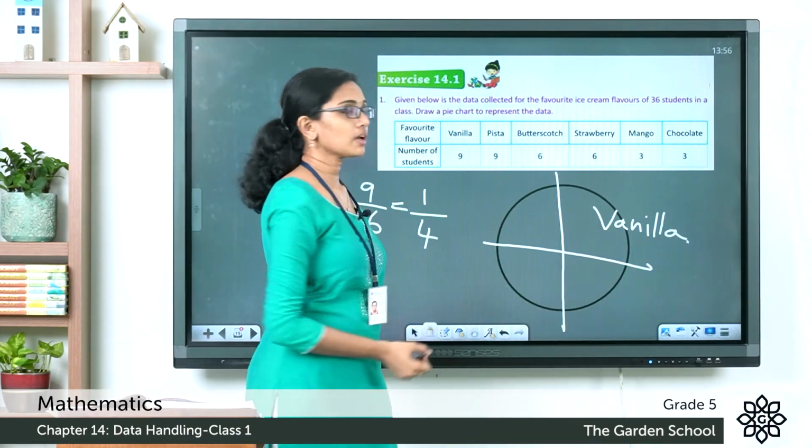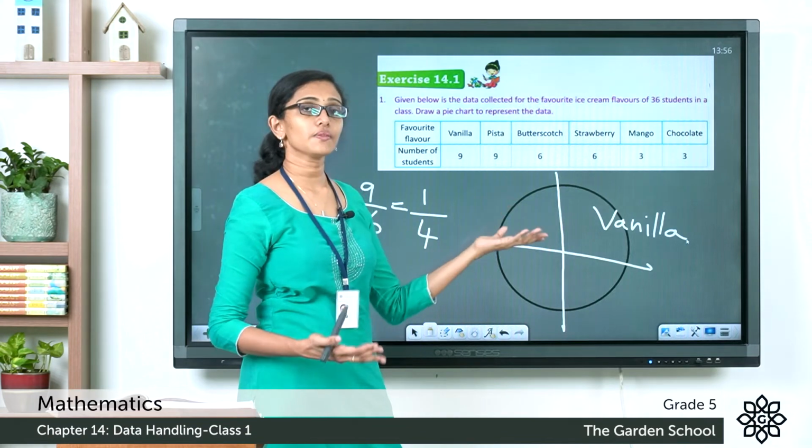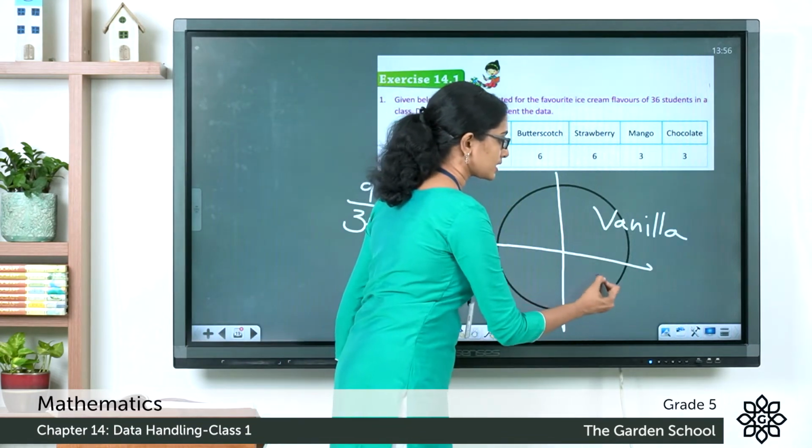Then the number of students who like pista flavor is also the same, 9. So that will be another 1/4. So let this be that part.